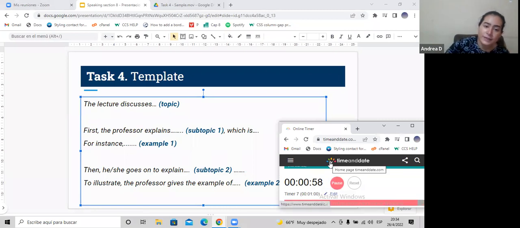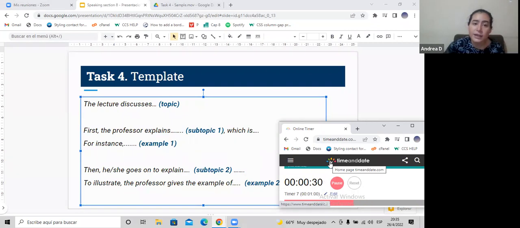The lecture discusses product quality, the two major factors that make up product quality, and consumer decision making. First, the professor explains the defects in a product, or when a product works the way that the consumer would expect it to work. For instance, the professor gives the example of cars. She explains that when a car is reliable, then it's probably not going to need many repairs too soon after buying it, and it will meet the consumer's expectations.